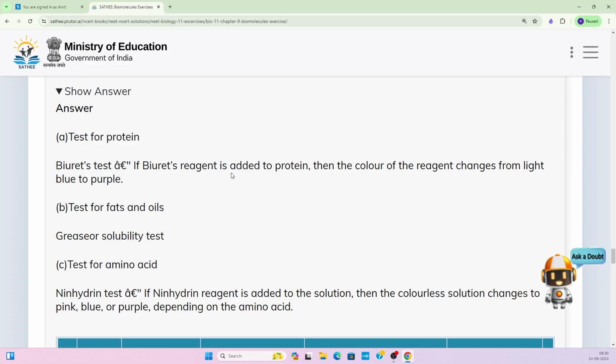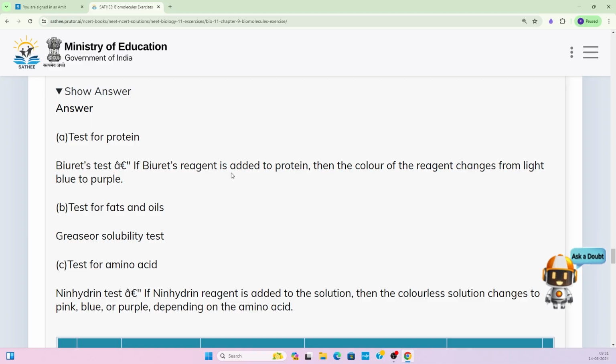If you are given any sample to test whether it has protein in it or not, then you can take that sample and put some biuret reagent in it. The biuret reagent is light blue in color, but when it reacts with the protein, it changes from light blue to purple. So this shows a positive protein test.